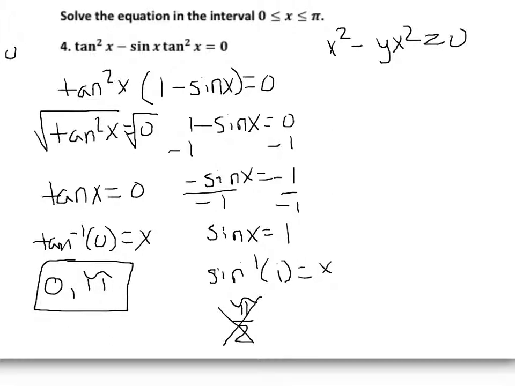So there's all the different versions that we're going to see. We see solve the general and solve the interval, okay? So the pi over 2 is one of those extraneous solutions.